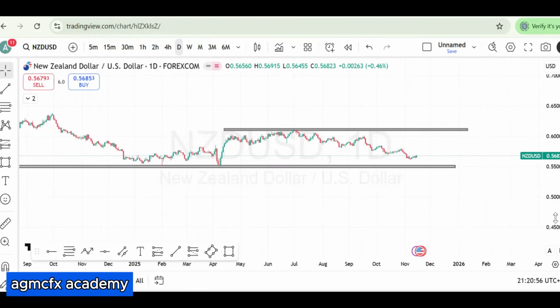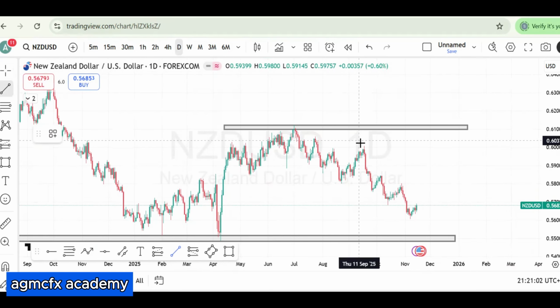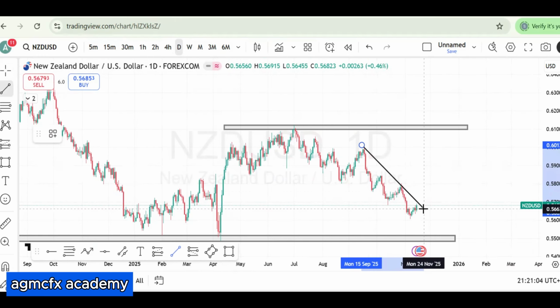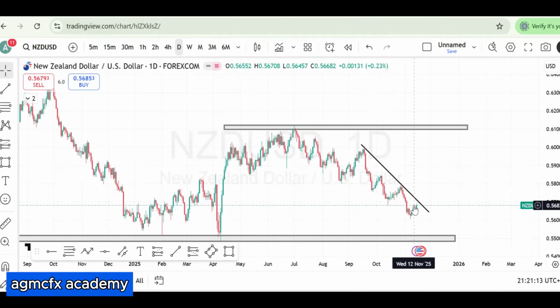So we presently wait for the market to break. If it breaks above the downtrend, then we can look for an opportunity to buy. But presently, we cannot say that the market is coming down, or that the market is going up, so we cannot see a clear direction for now.